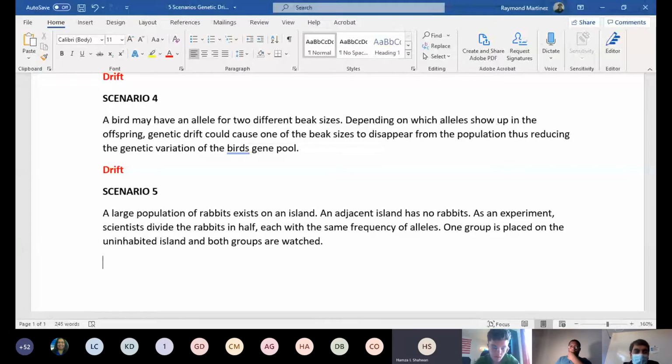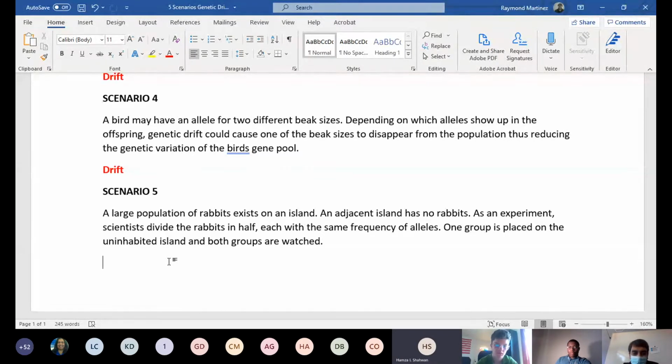So somebody asked me, not in the chat box, in a private message, if number 5 would be neither. Because what's happening here, look, we've got a population of rabbits, right? They exist on an island. So on an adjacent island, no rabbits. So you got a population of rabbits, an island of no rabbits. What they did was they took the rabbits from one island, cut it in half, and then put it on the other island, right? So what really has changed? The rabbits haven't changed, right? The populations are the same.